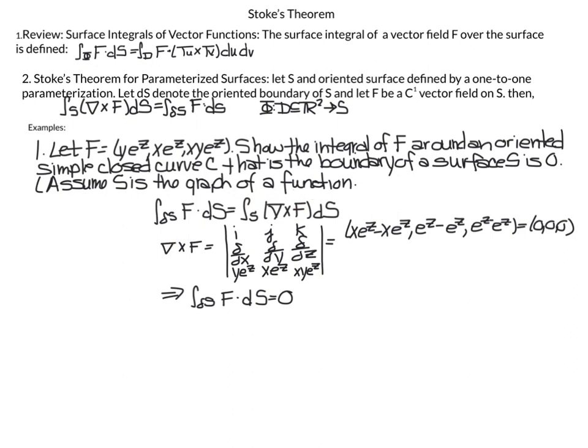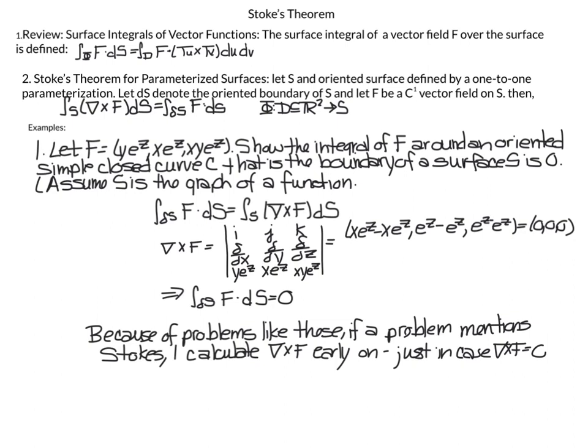So here I have my curl: i, j, k, my del function d/dx, d/dy, d/dz, and my vector field F, which is y e^z, x e^z, and xy e^z. I calculate the determinant, and I get 0, 0, 0, which means that our line integral here, since the curl is 0, is equal to 0. And that's it. This problem is done.